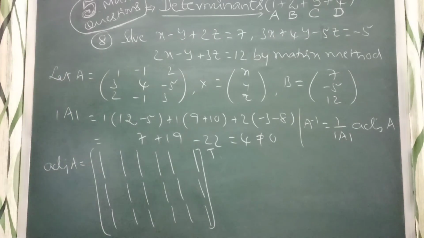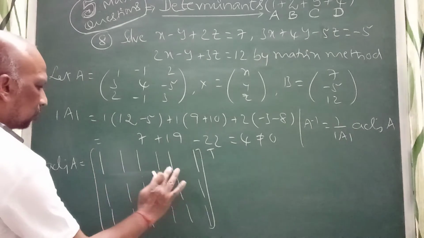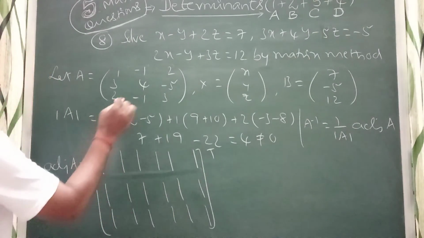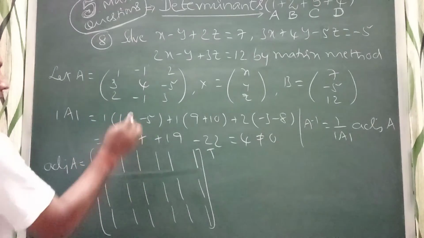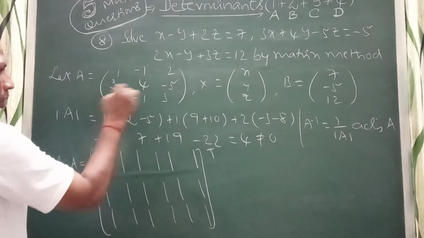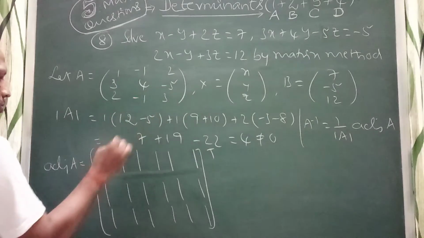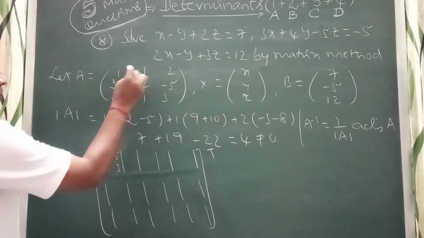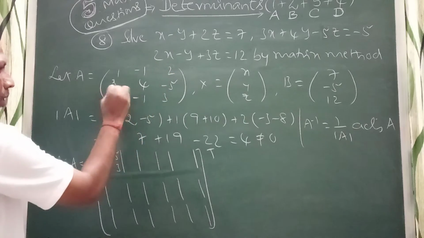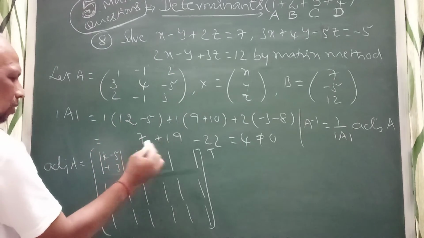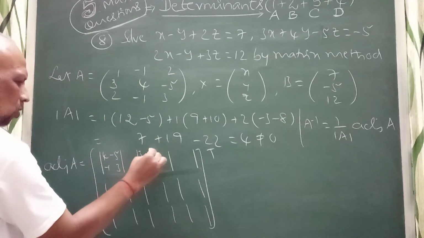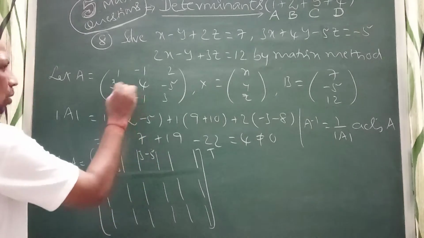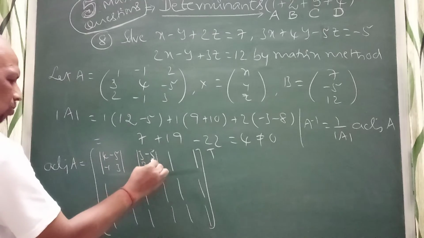First I will write here, you can see here. No, this one. First I will write minus, minor of 1, leave this row and this column: 4, minus 5, minus 1, 3. Minor of minus 1, leave this row and this column: 3, minus 5, 2, 3.